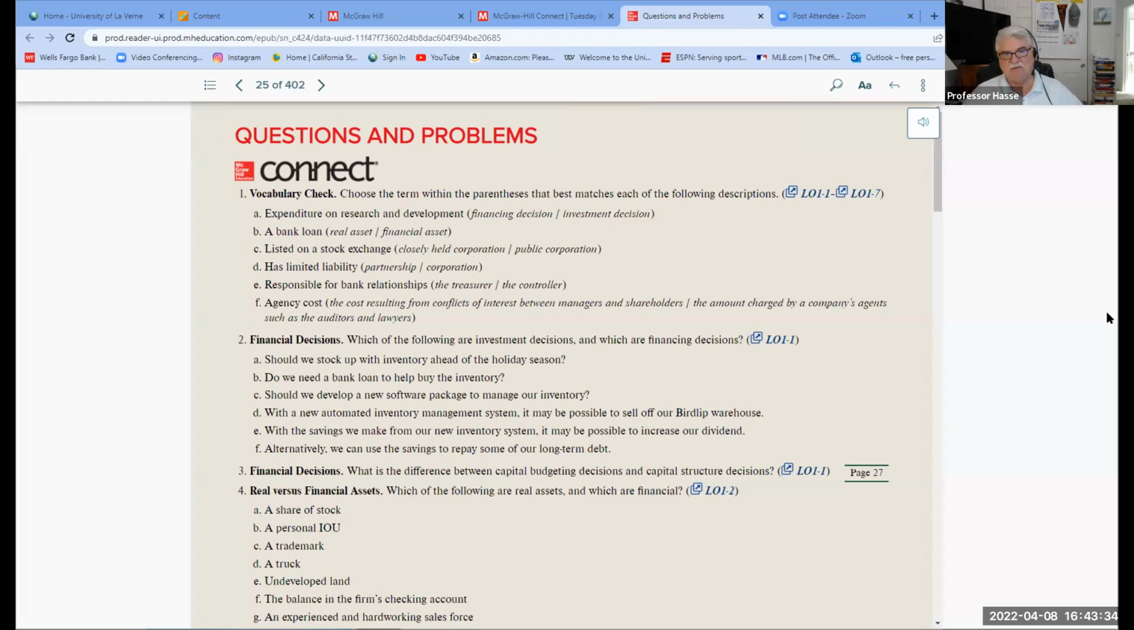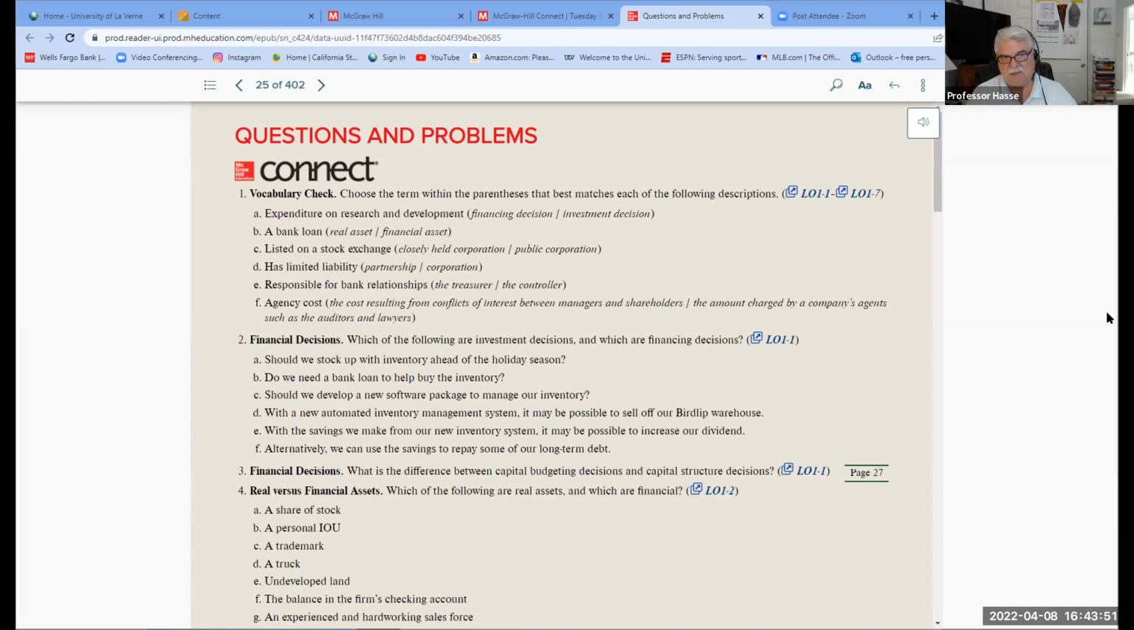Let's look at responsible for bank relationships, the treasurer or the controller. Well, it's the treasurer of a company. The controller is in charge of the accounting books. The treasurer is in charge of banking and cash management.